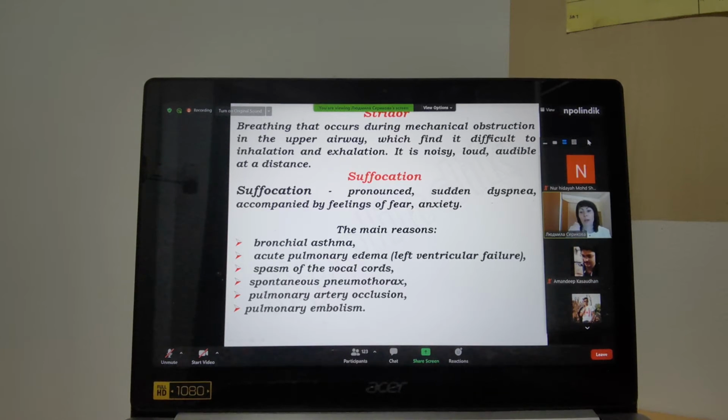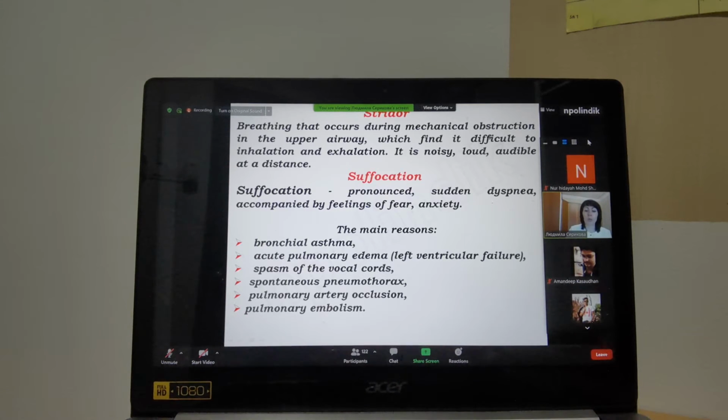Suffocation, as written here, is pronounced sudden dyspnea. We can compare it with asphyxia. The patient cannot breathe at all. We have different reasons for the appearance of suffocation.